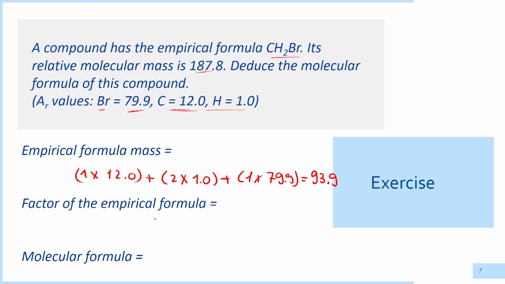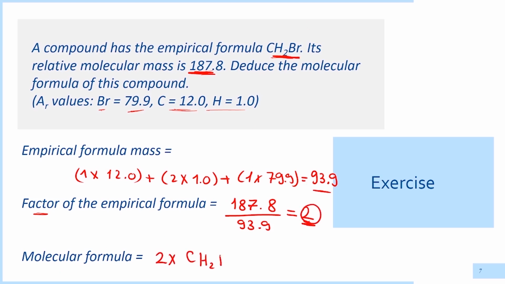If we divide the molecular mass 187.8 by the empirical formula mass 93.9, we obtain the factor that was used to simplify the molecular formula. This gives us that if we multiply the empirical formula CH2Br by 2, we get the molecular formula C2H4Br2.